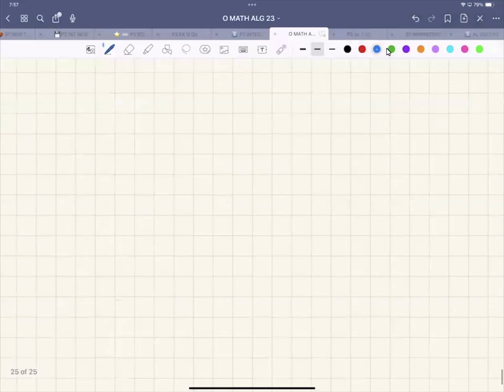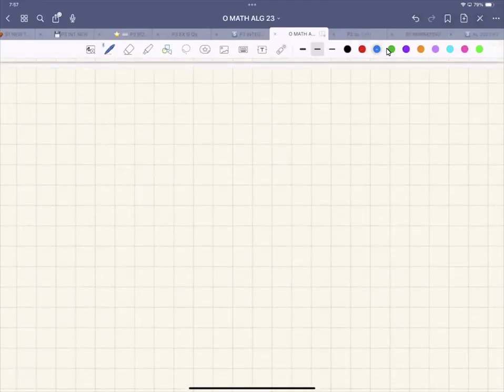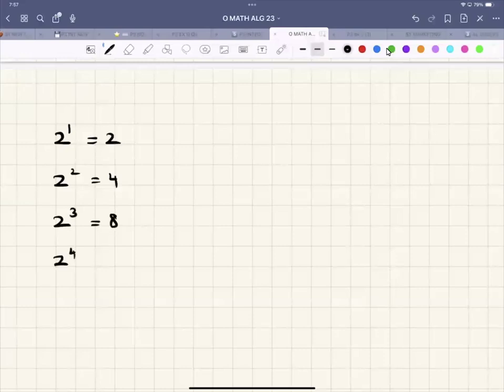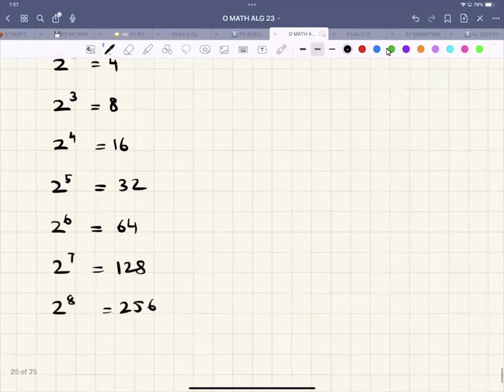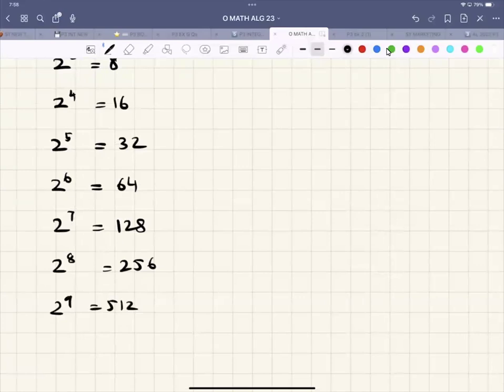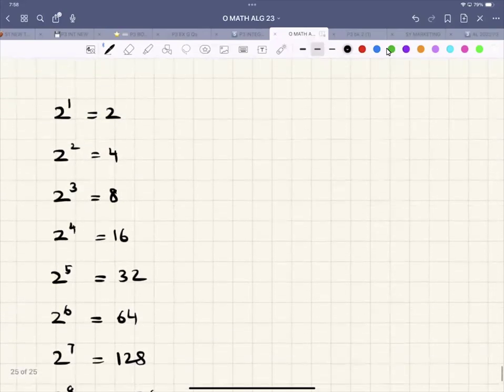Before we proceed, let me draw some important boxes for you, important values for you. Now, first of all, 2 raised to power of 1 is 2, 2 raised to power of 2 is 4, 2 raised to power of 3 is 8, 2 raised to power of 4 is 16, 2 raised to power of 5 is 32, 2 raised to power of 6 is 64, 2 raised to power of 7 is 128, 2 raised to power of 8 is 256, 2 raised to power of 9 is 512, and 2 raised to power of 10 is 1024. These are some common ones that usually come.